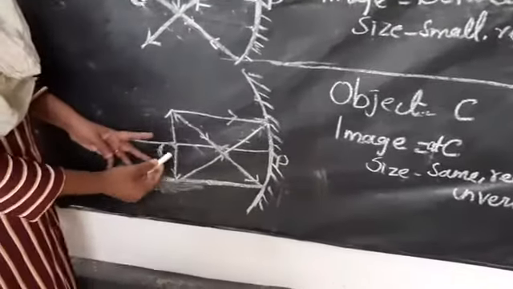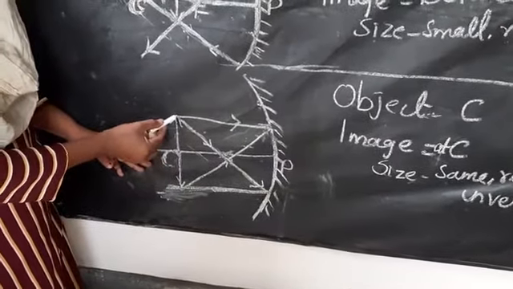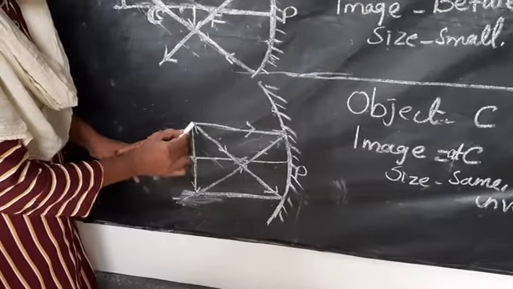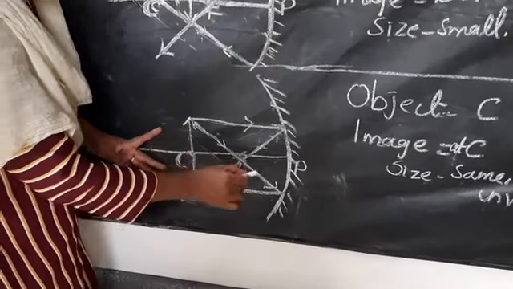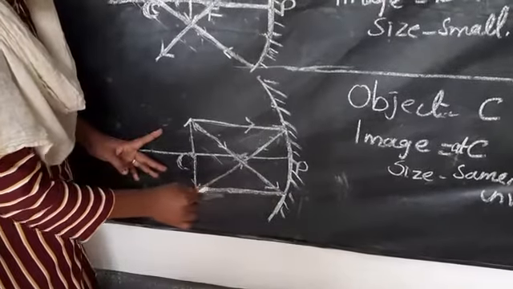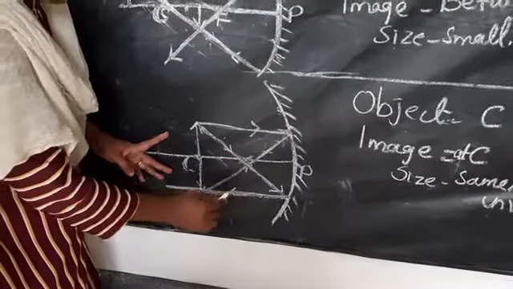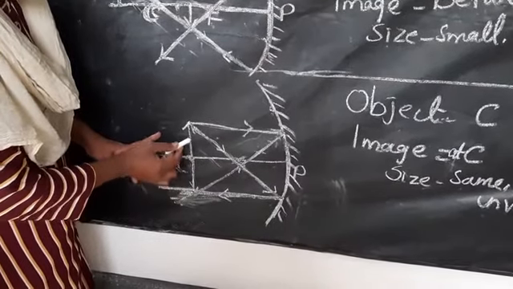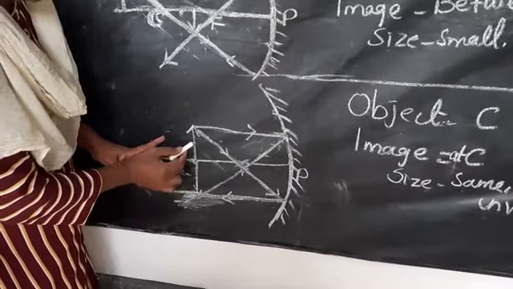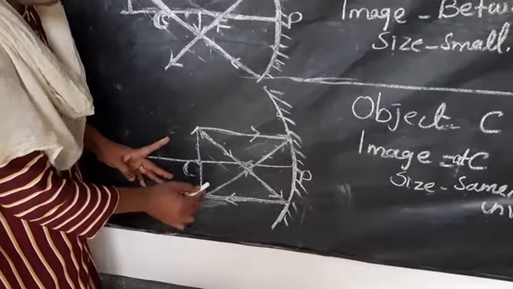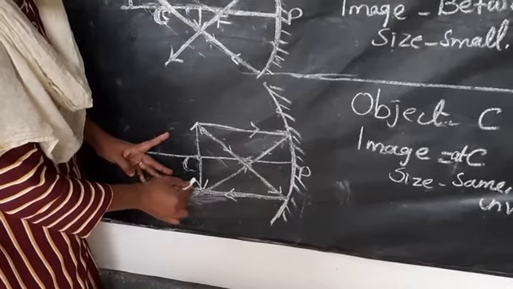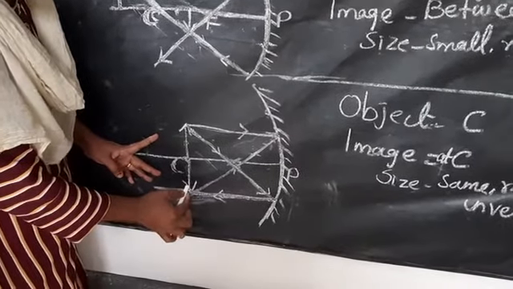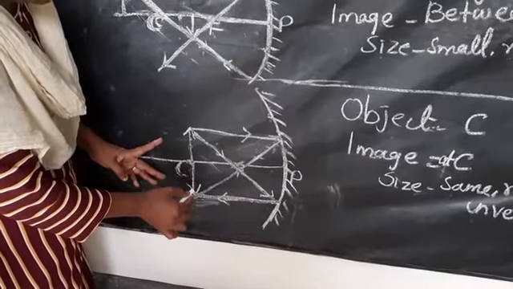The third one, the object is at C. A ray is coming, reflects back through F. Another ray from the object goes through F. After reflection, it comes parallel to the principal axis. Where do they meet? At C itself. Look at the size. Image size is equal to object size. And here also it is inverted and real. That means if we keep a screen here, we can get the image of this object.